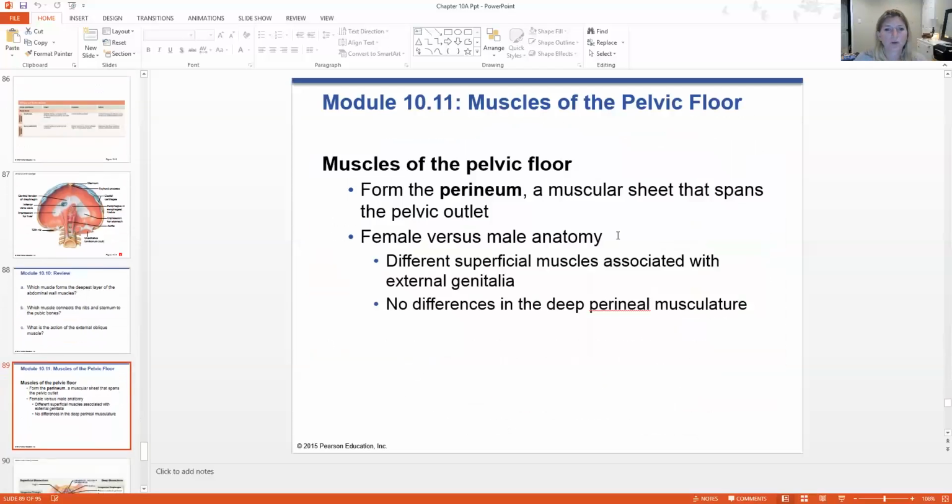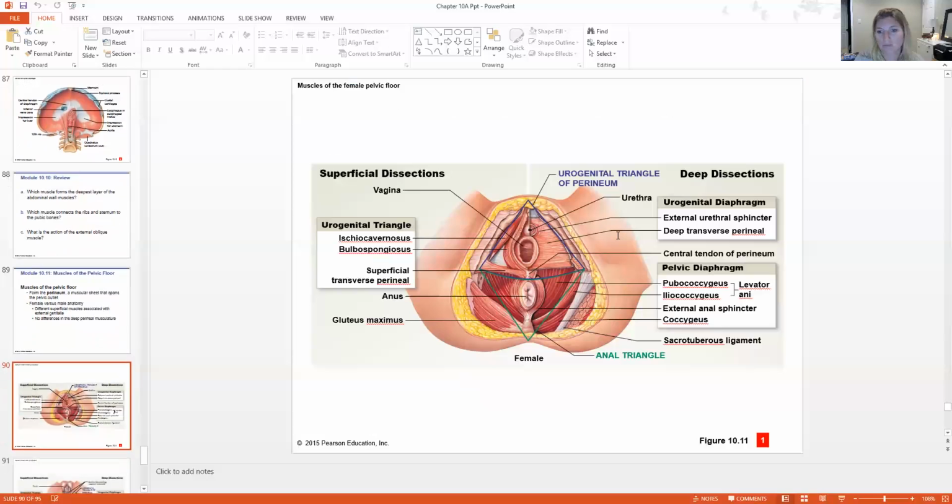Muscles of the pelvic floor basically form what's called the perineum, which is a muscular sheet that goes over the pelvic outlet, or kind of that bottom end of our pubic bone. It's different in males and females, because females not only have to hold their own reproductive organs and their urinary bladder, but they have to hold a baby. So they're very strong, and there's more mass to them. None of these you need to know.